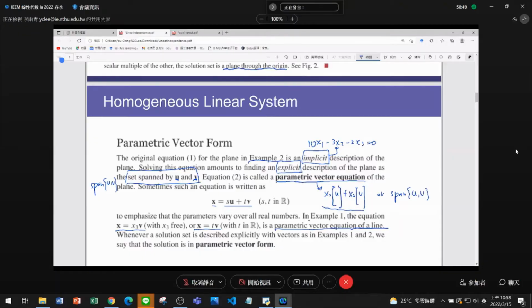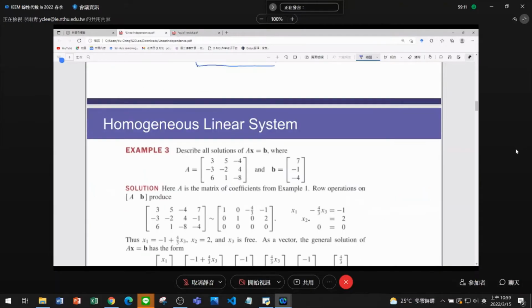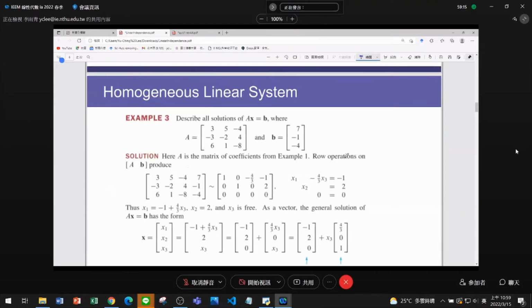Whenever a solution set is described explicitly with vectors, as in example 1 and example 2, we say that the solution is in parametric vector form. The general solution is in the parametric vector form. So those are the terminologies. Okay, and let's see one more example.